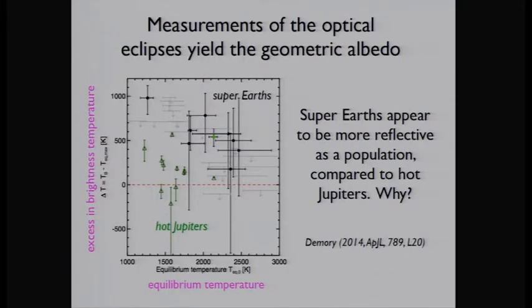In a separate study, there was a trend, a tentative one, but an interesting one to think about. Just a few months ago, Brice Demory published a study where he looked at the geometric albedos of super Earths and hot Jupiters. He measured the brightness temperature at secondary eclipse. Then he did the most conservative thing, which is the thermal contamination correction, which I told you about, but the most conservative one that you could. So he subtracted the maximum amount that you could, and he plotted the excess in brightness temperature as a function of essentially the stellar irradiation flux.